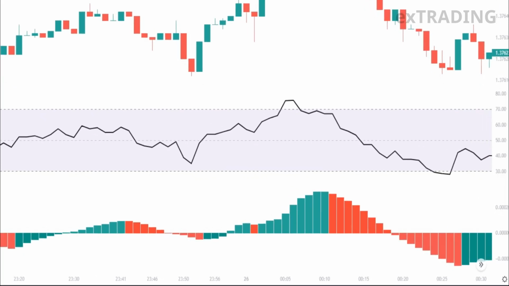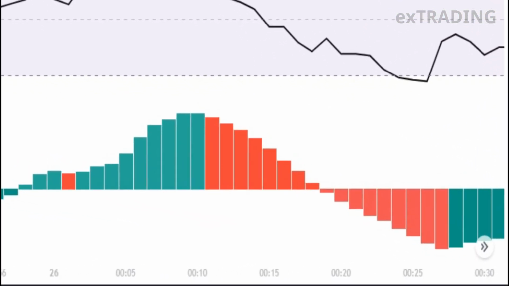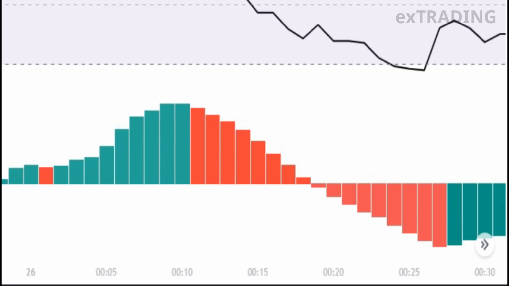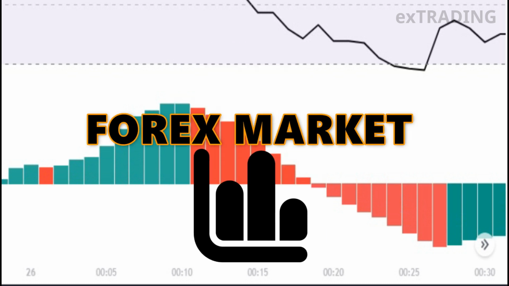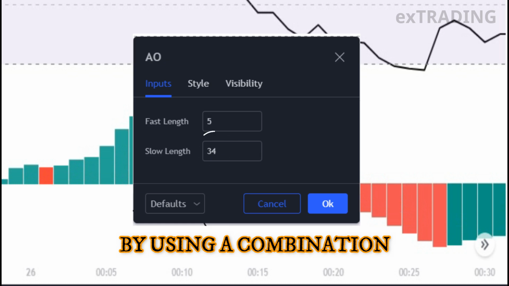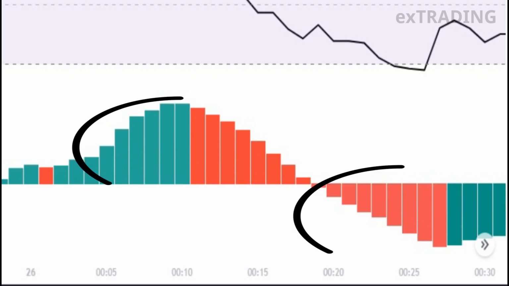The awesome oscillator may be new to some traders, so here is a brief outline of this trading indicator. What is the awesome oscillator and how does it work? Well, Bill Williams' usage was to measure the momentum in the Forex market, or any market, by using a combination of 34-period simple moving average of the median of the previous 34 candlesticks, 5-period simple moving average of the median of the previous 5 candlesticks, zero line plus histogram.